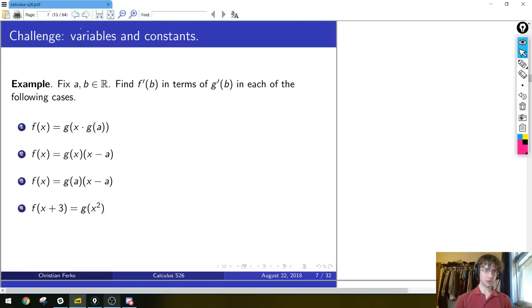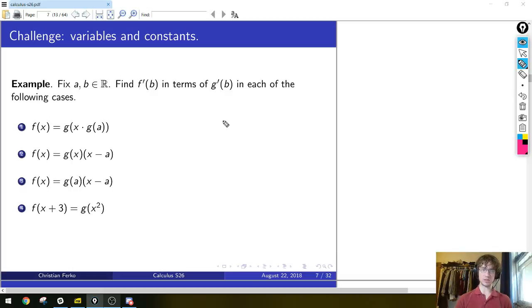Alright. Okay. Now I'll ask you, there are 4 examples that all look relatively similar with some a's and x's. So the setup is the same. A and b are fixed real numbers. They could be, I don't know, 11 and 5 or something. They're just numbers. They have nothing to do with x. And in every one of these 4 examples, we're asked to find f prime in terms of g prime.